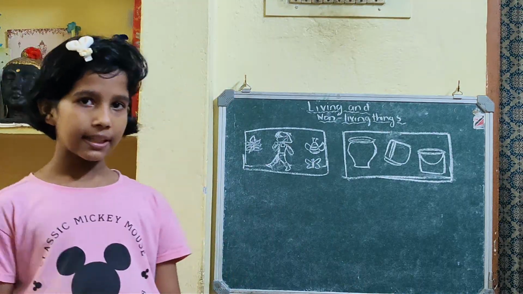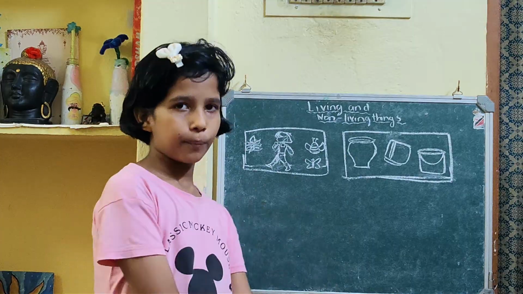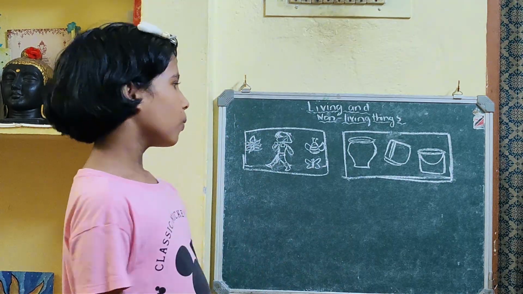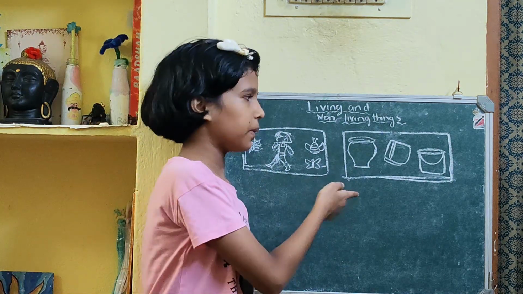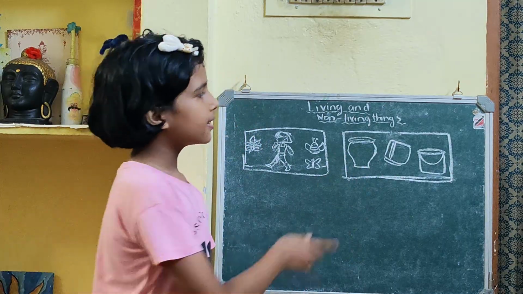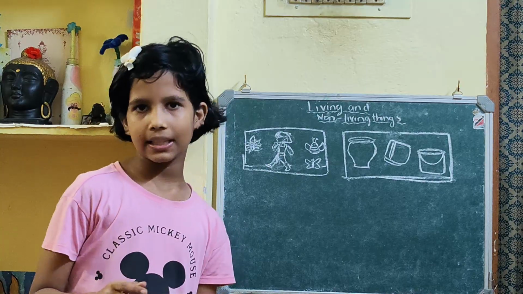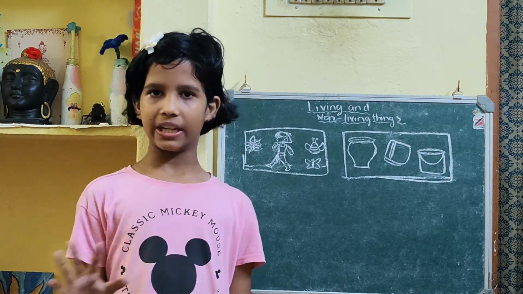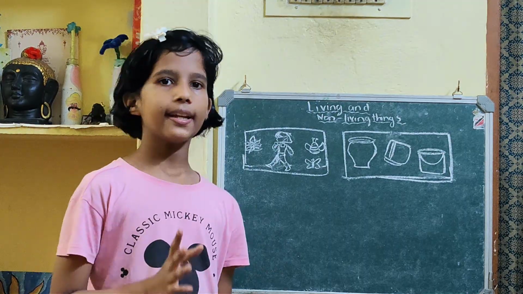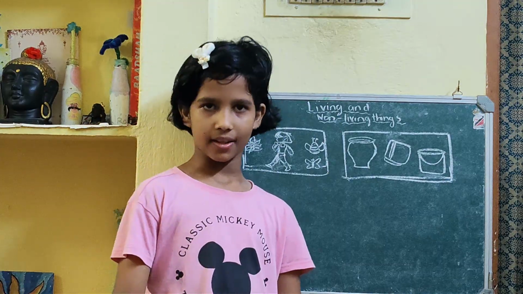Living things have some different characteristics, such as they can breathe, they can move, and more. Now we will learn about non-living things. Non-living things are like this vase, this towel, and this bucket. These are all non-living things. Non-living things do not have any characteristics of living things and they can do nothing. They can just be moved from place to place by a person.